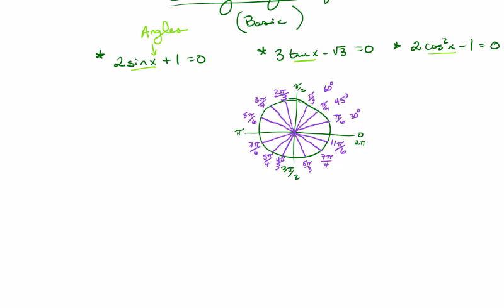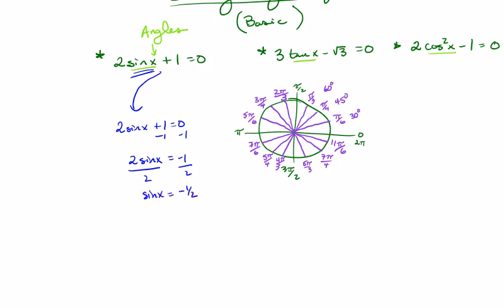A couple other things about trig. Remember that, let's just take this one for example, since it's not in the way. The way I would solve this is I'm going to get the trig ratio by itself, or the trig equation. I'm going to get the trig function by itself. So I have 2 sine of x plus 1 equals 0, and I would subtract 1. So 2 sine of x equals negative 1. Then I'm going to divide by 2, and then I'll get sine of x equals negative 1/2.